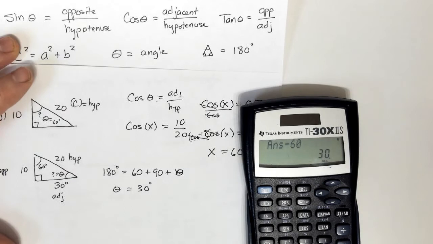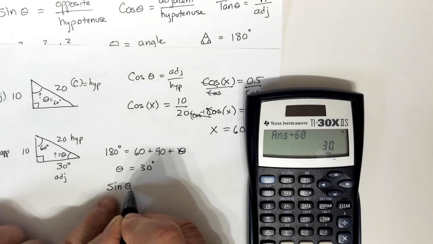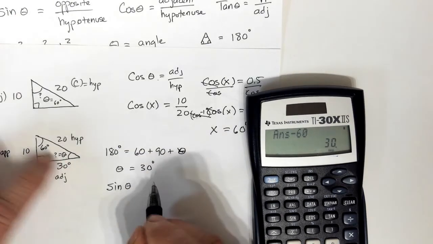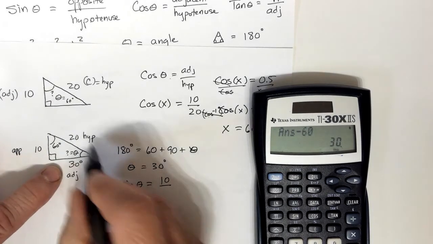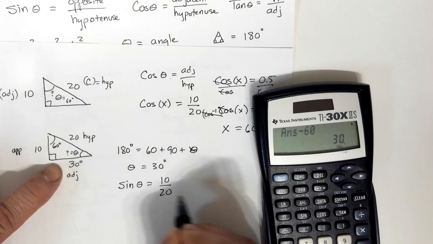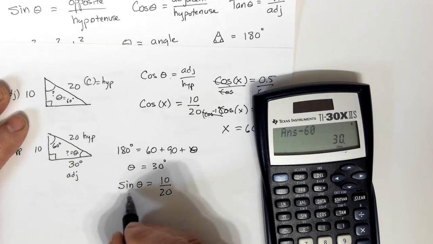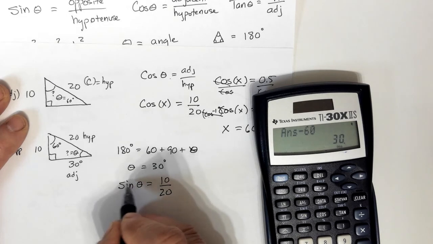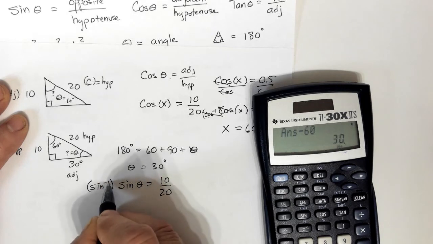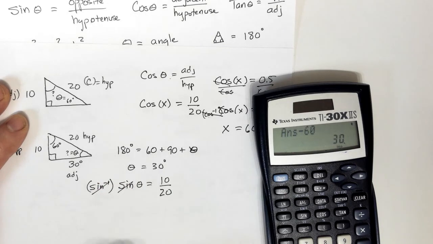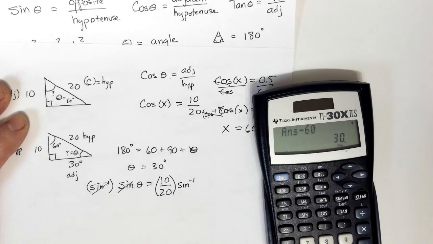So I write down the sine of unknown theta, which is what I'm trying to solve for right here, is going to be equal to opposite, which is 10, over the hypotenuse, which is 20. Okay? And I want to solve for this theta. So what I'm going to do is get rid of the sine function by taking the inverse sine. That cancels out the sine, but not the theta. But I got to take the inverse sine of this side too.